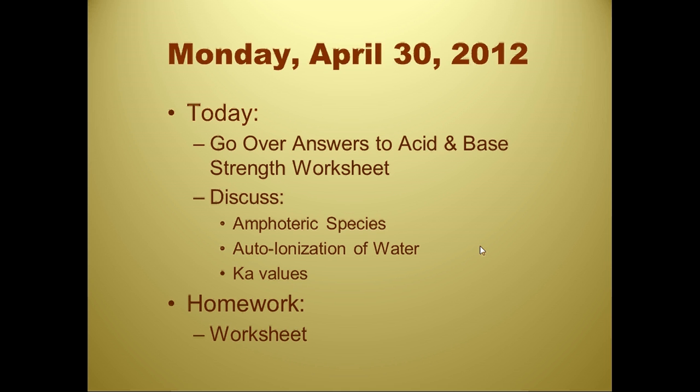Okay, here we go. Today's Monday, April 30th. Today what we are doing, we started out by going over the answers to the acid and base strength worksheet, which the answers should be online right now. We discussed amphoteric species, autoionization of water, and Ka values, what the meaning is. Now all these things are on the final, sorry, not the final. They are on the final, but they are on the test later this week. There is a homework assignment. The worksheet is labeled Identifying Acids and Base Pairs.